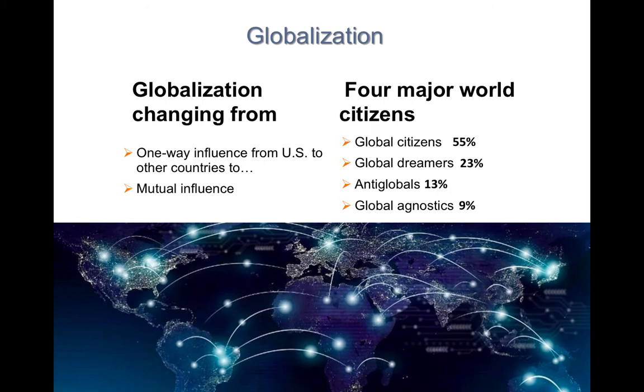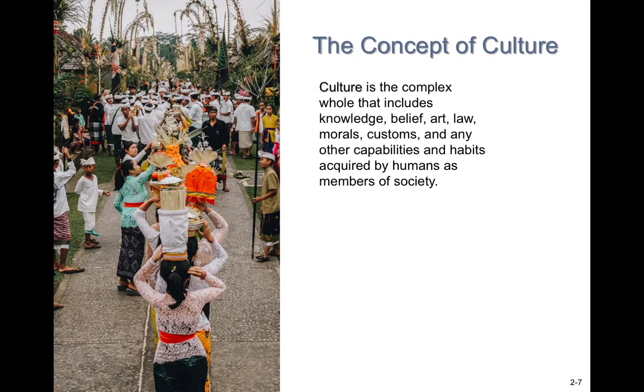There are four major world citizens. Global citizens feel positively about international brands and are concerned about corporate responsibility to the local country. Global dreamers feel positively about international brands, but are not concerned about the corporate responsibility to the local country. Anti-globals are pretty much against international brands. They don't like brands that have American values. And global agnostics don't base decisions on global brand names and eventually evaluate all products equally.